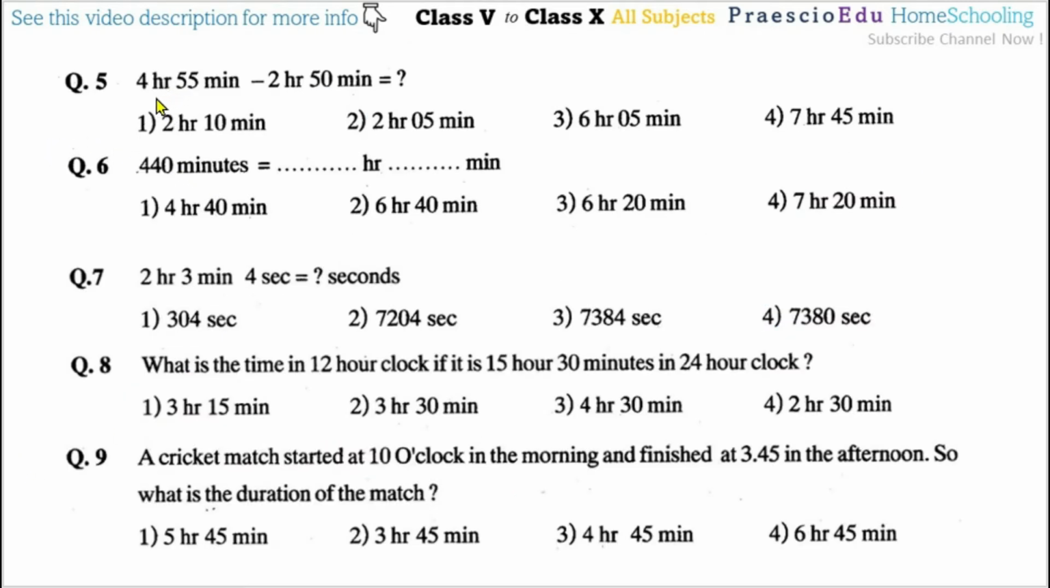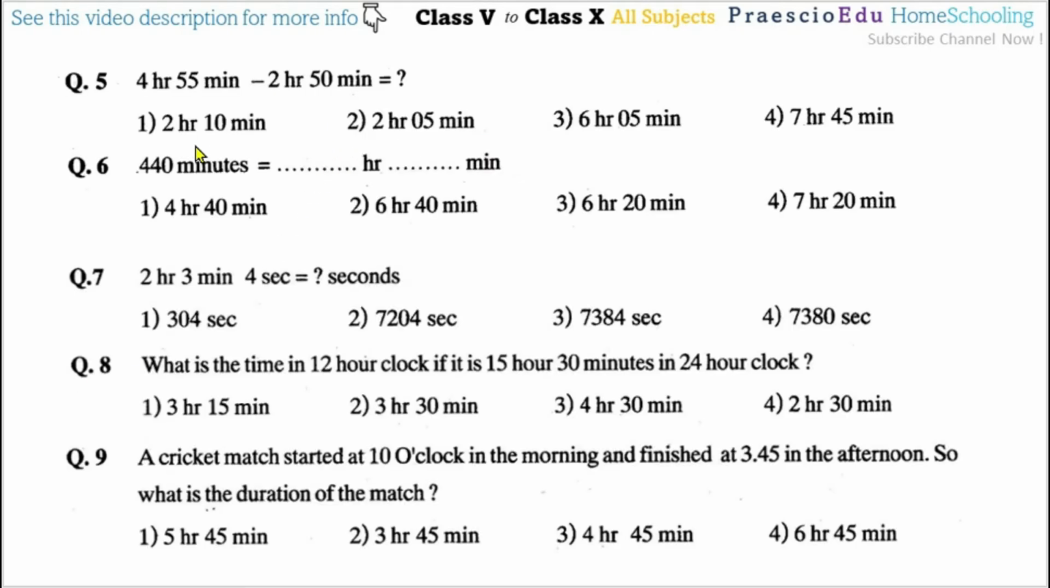Now question number 5, 4 hours 55 minutes minus 2 hours 50 minutes. So 4 hours 55 minutes minus 2 hours 50 minutes. Now minutes we will consider, and the hours we will consider. So 55 minus 50 it's 5, and then 4 minus 2 it's 2 hours. Okay, so 2 hours and 5 minutes. So that is given in 2 hours and 5 minutes. Yes, so option number 2 is the correct one.